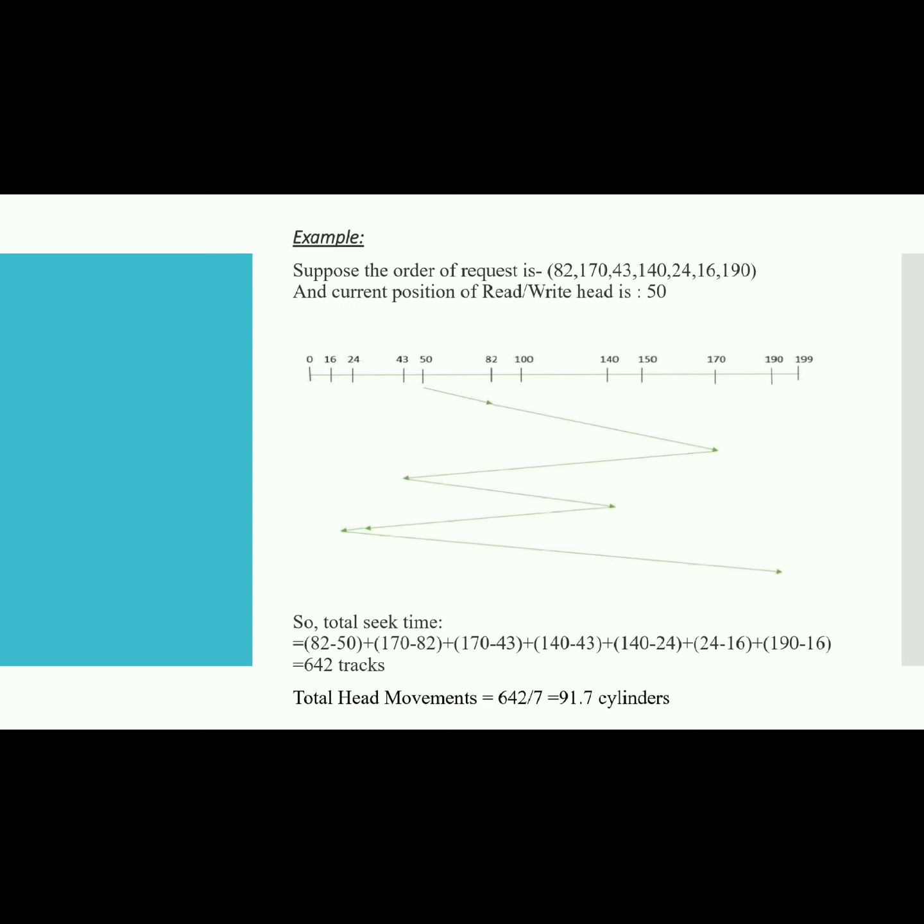Now the average head movement is the total seek time divided by the total number of requests. We have 7 requests here. So the total is 642, so 642 divided by 7. We get 91.7. It is written in cylinders.